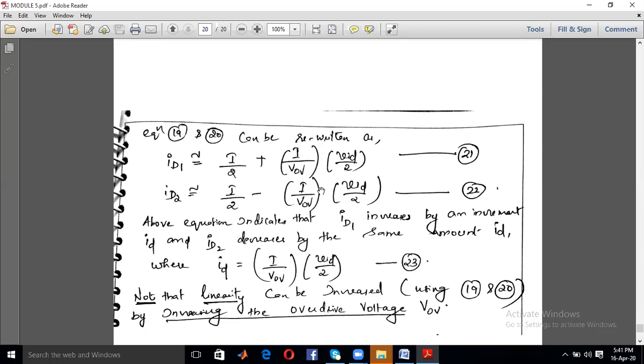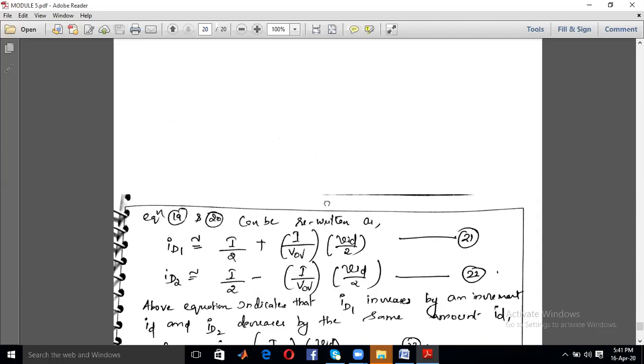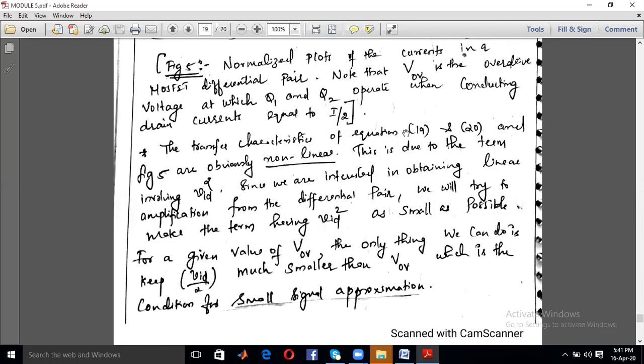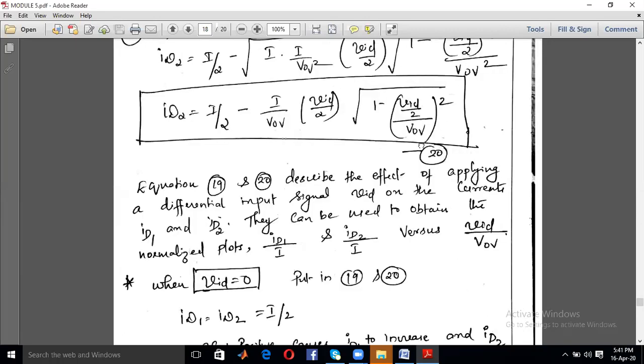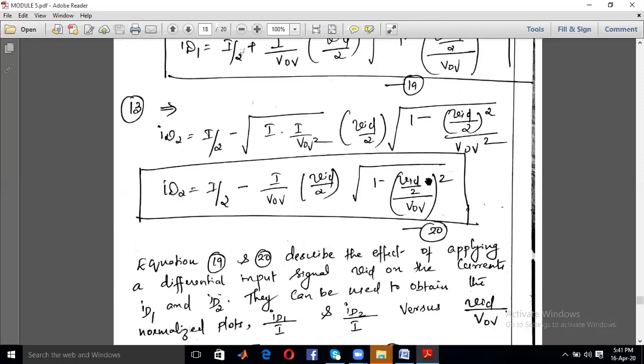So note that now we have achieved the linearity. How did we achieve the linearity? By increasing the VOV when compared to VID by 2. This is the numerator, so you have decreased VID and increased VOV. By setting an appropriate value of overdrive voltage sufficiently large compared to VID by 2, you can neglect this term, so that the two equations become linear equations, which you have written as equation number 21 and 22. So these are the final equations for the drain current after the small signal approximation.